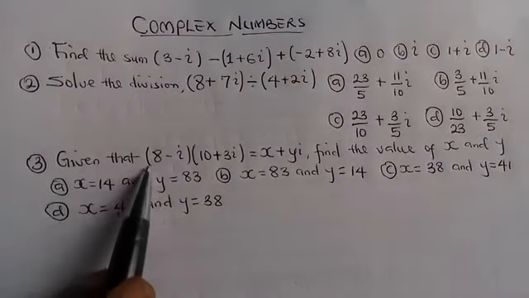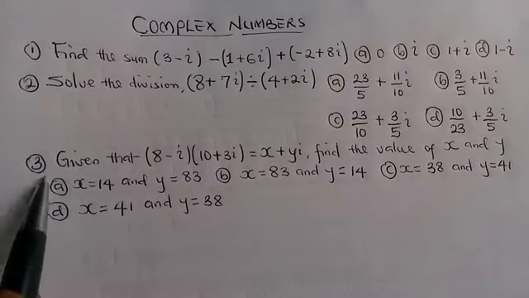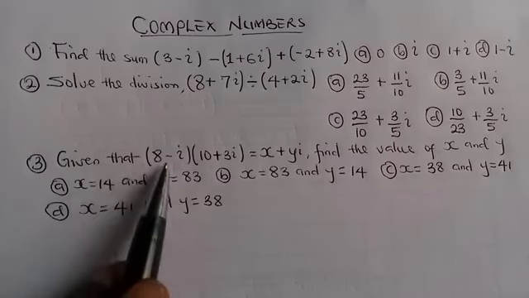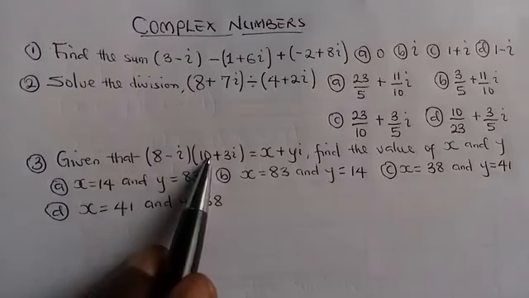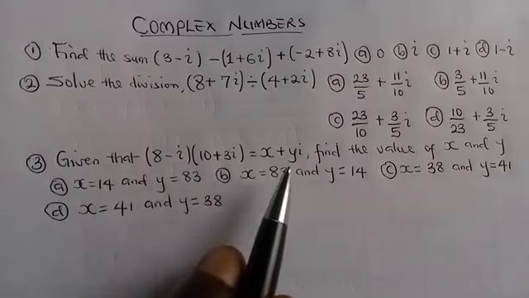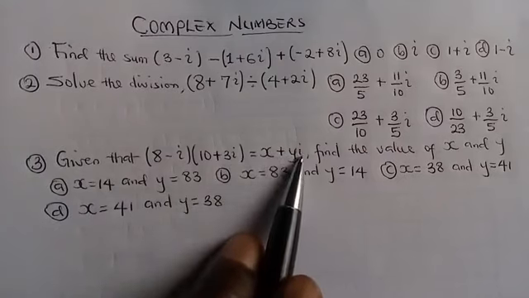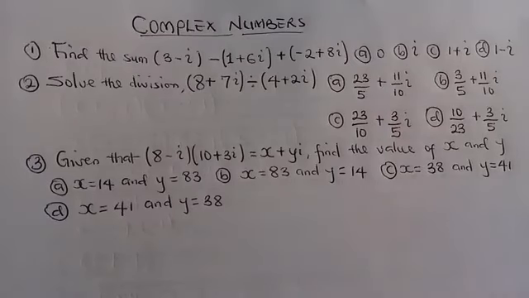Then the third one, given that 8 minus i multiplying 10 plus 3i is equal to x plus yi. Find the value of x and y.